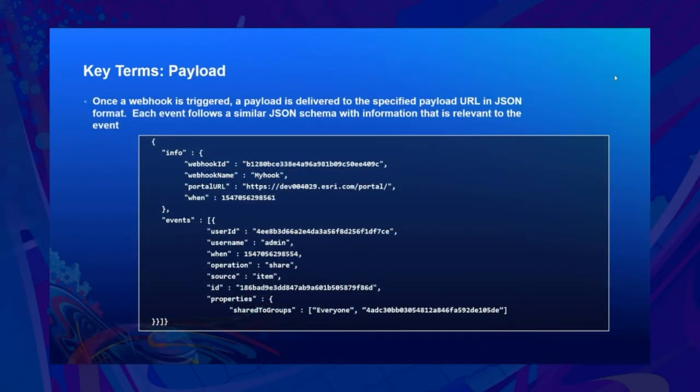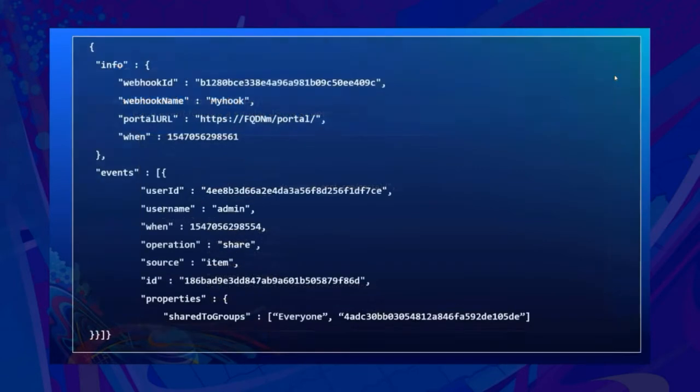The second term is payload, and this is the information that is being sent out from your portal to the webhook receiver. Each payload will follow a similar JSON schema to the one you see here. Taking a look at this example, at the top, we have this info object that has some high-level information about the webhook, the portal URL that it was sent from, and the timestamp that this webhook was triggered.